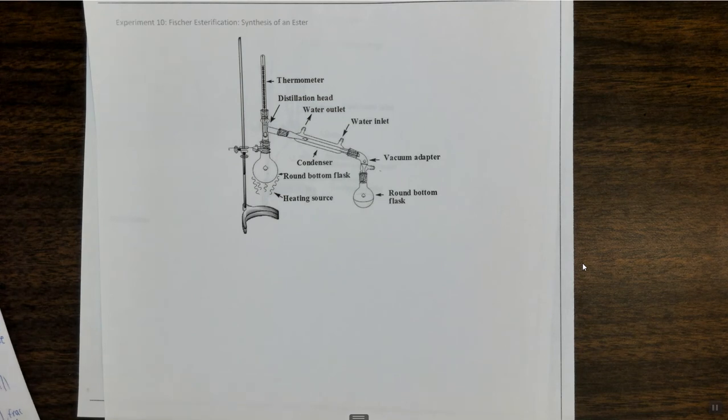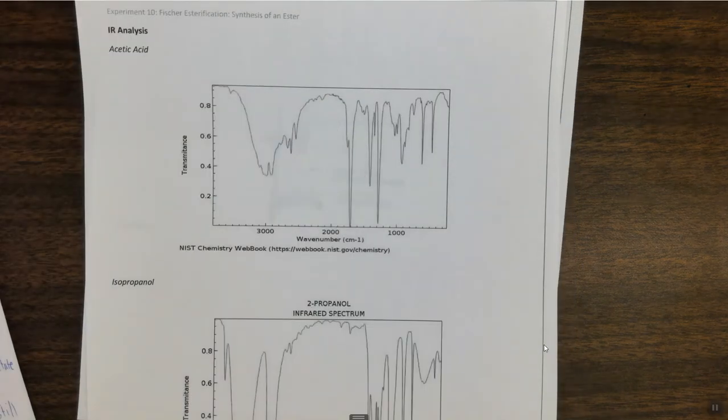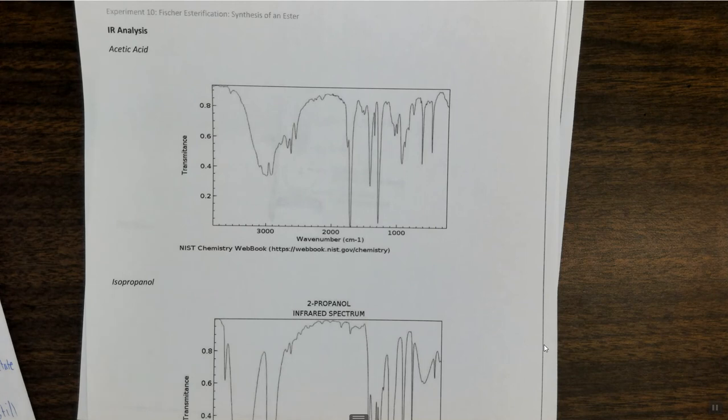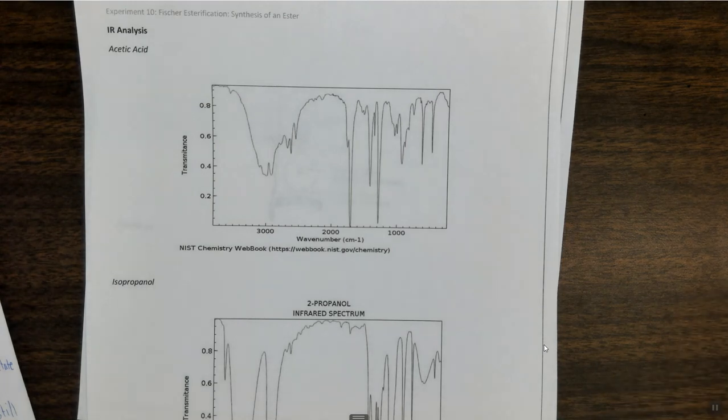One of the last things I want to talk about is the IR spectrum. So once you get the receiving flask and you've distilled over your isopropyl acetate, what you want to do is record the IR spectrum. And the possible things that could be in there are acetic acid, isopropanol, and isopropyl acetate, the product. Now, boiling point is going to be a good indicator of whether or not you have isopropyl acetate or not. But another indicator is the IR spectrum.